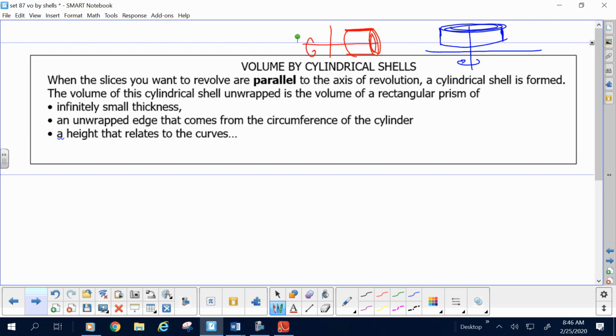The volume of the cylindrical shell is an unwrapped rectangular prism of infinitely small thickness. Now that thickness is dx or dy. The unwrapped edge that comes from the circumference, that is 2 pi r, and that radius could be x or y. And the height relates to the curves, and that is the function. And again, it might be in x terms or y terms, depending on the case. That's the big idea, though. Think of an unwrapped rectangle, and the dimensions are circumference times height times thickness.